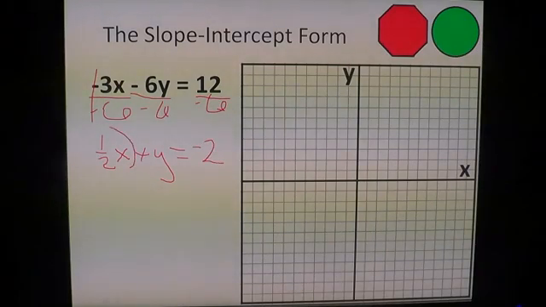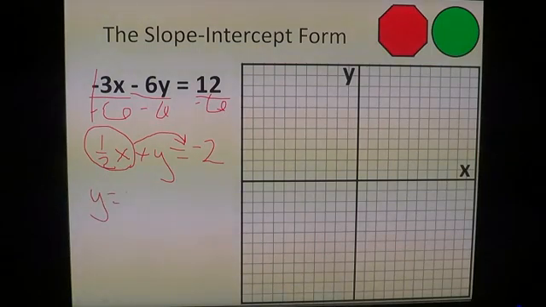I'm going to pick up this 1/2 x and I'm going to move it to the other side. And when I move it to the other side, it becomes negative, because it was positive. And so I now have y equals negative 1/2 x minus 2. And so now what happens is I come over and I say my y-intercept is negative 2. So I plot a point at negative 2. And the slope of my line is going to be negative, so it's going to go like that.